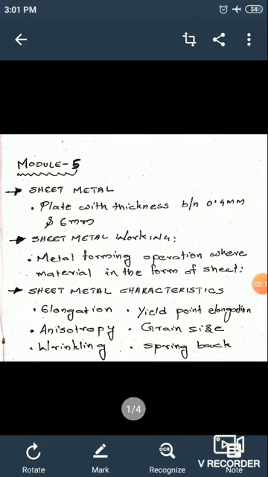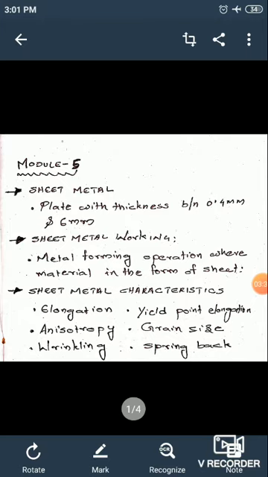Next, grain size. Grain size determines surface roughness on stretched sheet metal. It also affects mechanical property. The smaller the grain size, the stronger is the metal.